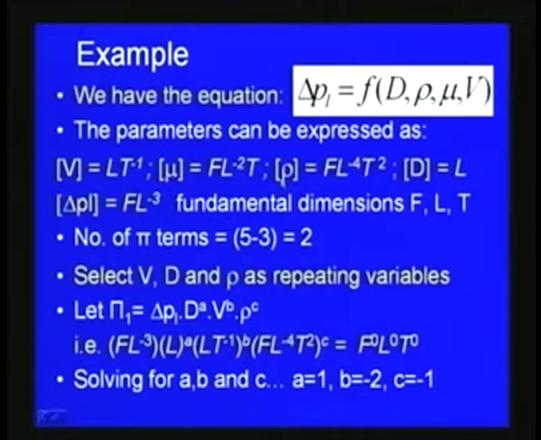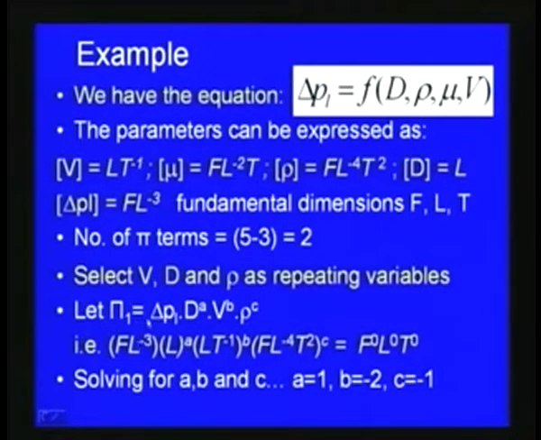You can see that we have 5 variables including the pressure drop, and 3 fundamental dimensions. So, m is equal to 5 and n is equal to 3. We can form 2 pi terms, since 5 minus 3 is equal to 2. Let us choose v, d, and rho as the repeating variables for this particular problem.